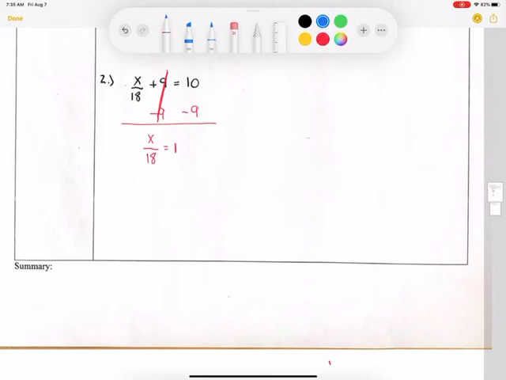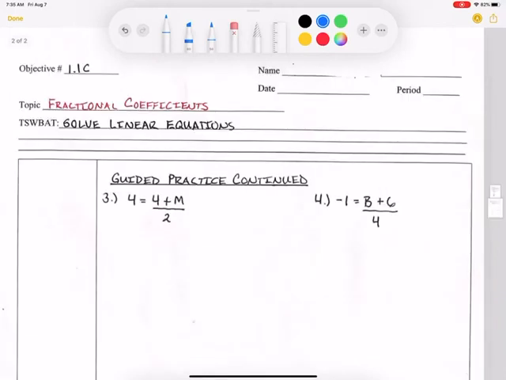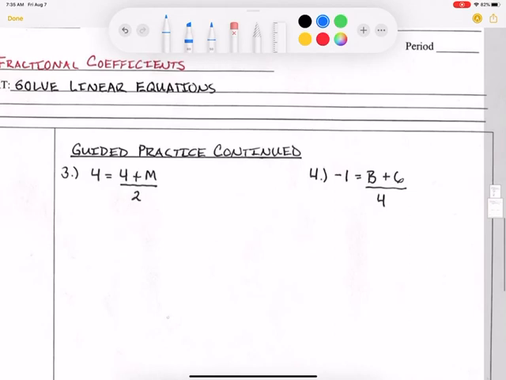So now I need to get rid of 18. Remember, x is being divided here, so to get rid of division, I multiply both sides by 18. So now, once the 18's cancel, I have x equals 18 as my answer. And there we go. Now we're going to move on to our next set of examples. These ones look a little bit different.